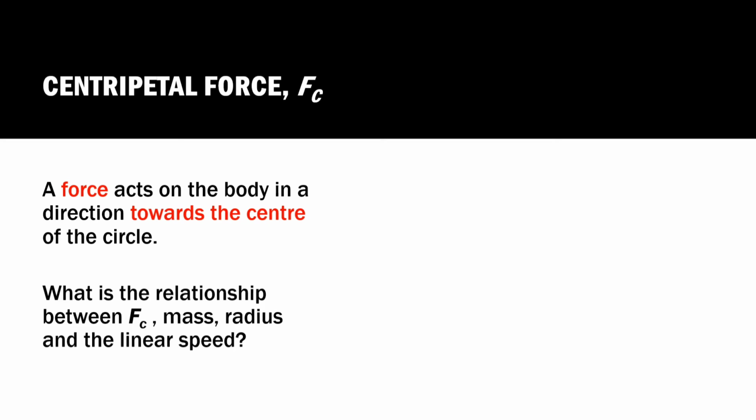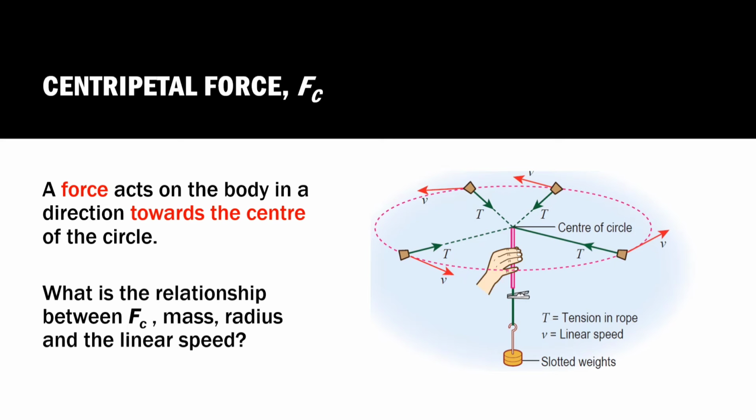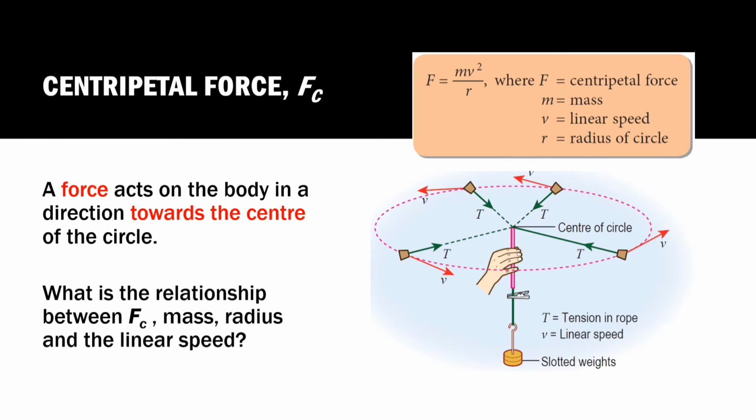So what's the relationship? We can relate the mass, the radius, the linear speed and also the centripetal force. The relationship is force equals mv squared over r. So force is directly proportional to the mass, force is directly proportional to the speed squared, and force is inversely proportional to the radius.